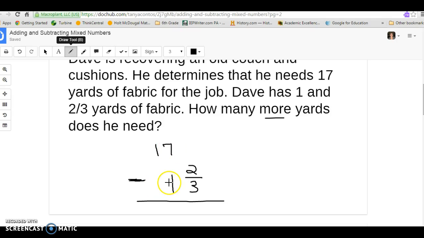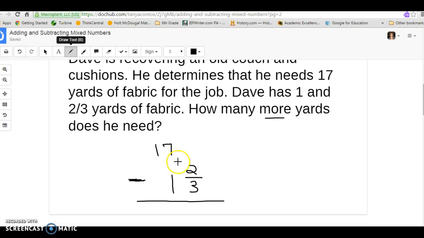Why? Because this 1 has 2/3 attached to it. So we can't actually just subtract the 16, right? If you made a visual of 17 broken into thirds and you got rid of 1 and 2/3, you will see that it does not work. So what can we do?